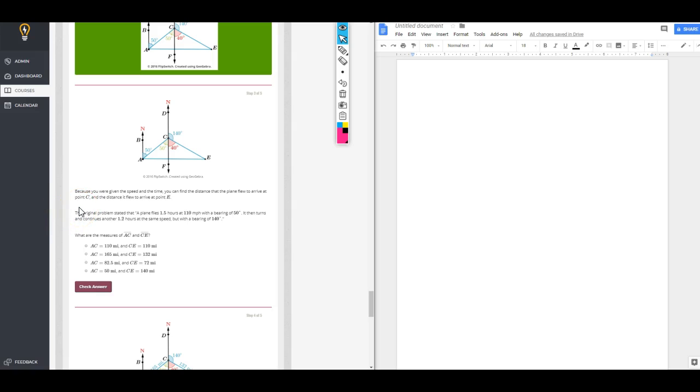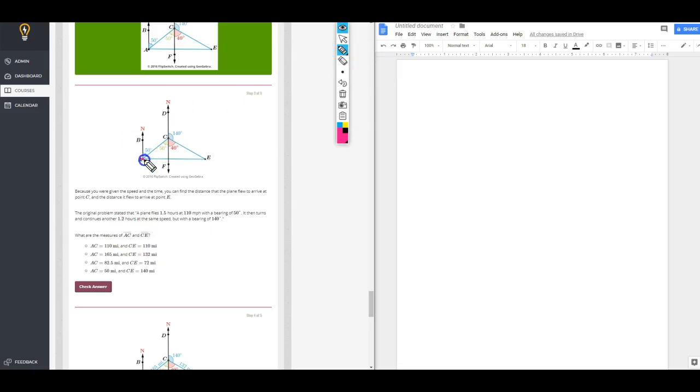Because you were given the speed and time, you can find the distance that the plane flew to arrive at point C and the distance it flew to arrive at point E. The original problem stated that a plane flies 1.5 hours at 110 miles per hour with a bearing of 50 degrees. It then turns and continues another 1.2 hours at the same speed but with a bearing of 140 degrees. What are the measures of segments AC and CE?